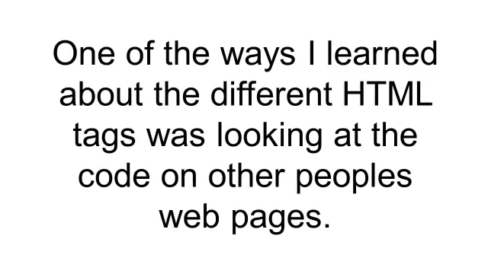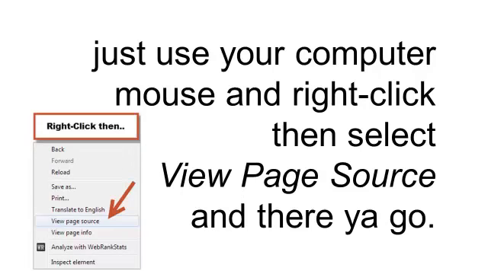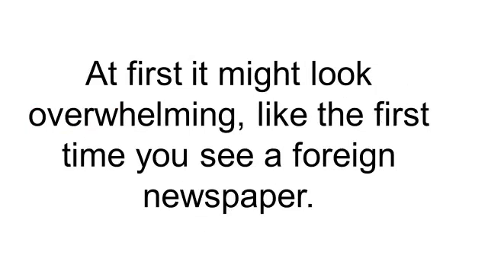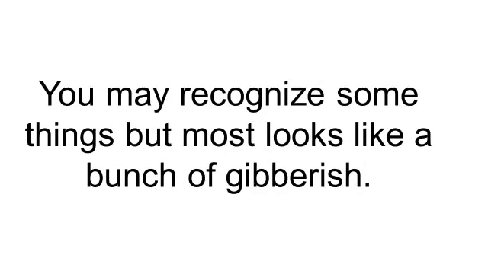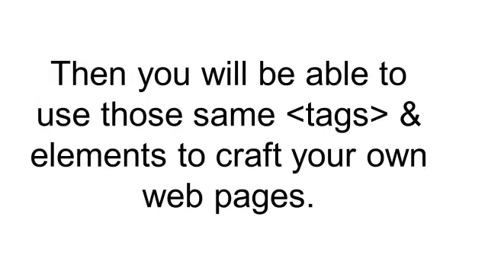One of the ways that I learned about the different HTML tags was simply looking at the code on other people's web pages. Anytime you want to see the tags or coding that makes a website do what it's doing in your browser, just use your computer mouse and right-click, then select View Page Source, and there you go. At first, it might look overwhelming, like the first time you saw a foreign newspaper. You may recognize some things, but most looks like just a bunch of gibberish. The more you learn about HTML, the more you will begin to recognize what most of that gibberish is and what it does. Then you will be able to use those same tags and elements to craft your own web pages.